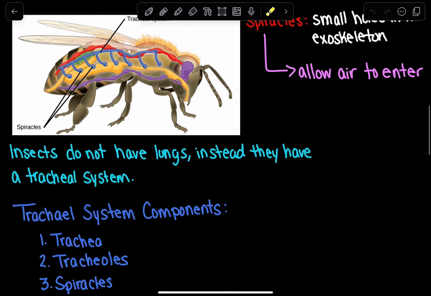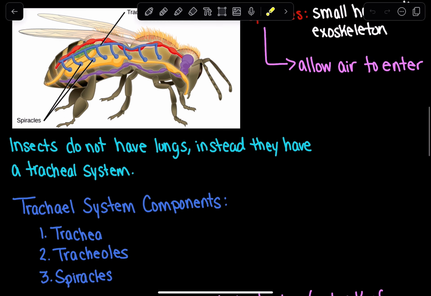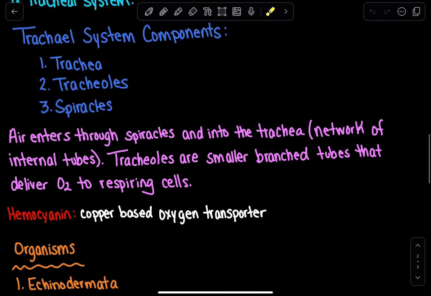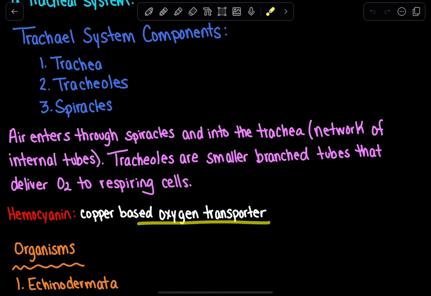So our blood, or our hemolymph in an open circulatory system, is not efficient at gas transportation, and we have this tracheal system instead. But to a certain degree, our hemolymph can be oxygenated because we do have that hemocyanin. And how does our hemolymph get oxygenated? Well, it's the same way as the tracheal system. The spiracles allow air to enter, it allows oxygen to enter, and through that way, our hemolymph can get oxygenated, and our hemocyanin can carry oxygen to a certain degree.